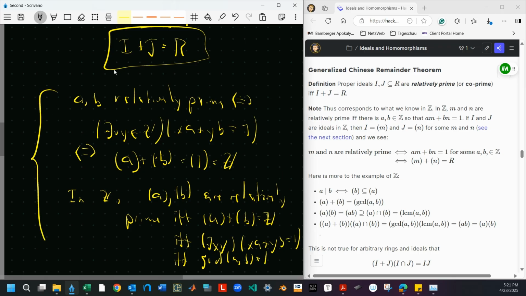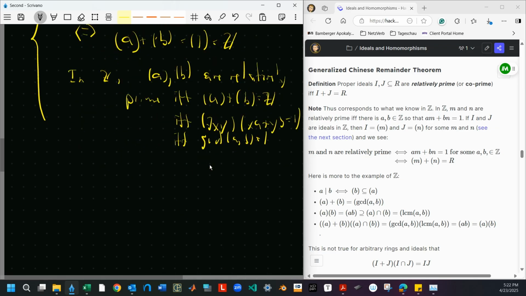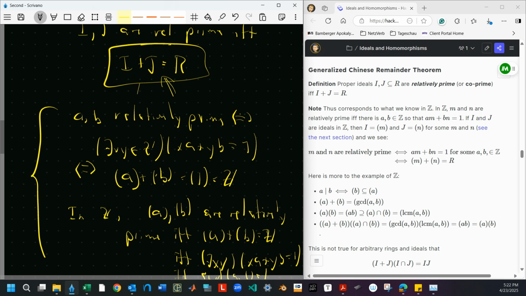So that gives you a reason for saying this is a reasonable definition for relative primeness. We haven't actually said what prime ideals are yet. Anyway, maybe that's trying to push the algebra too much, but this is kind of the idea here. And more importantly, this is what works for what we need.